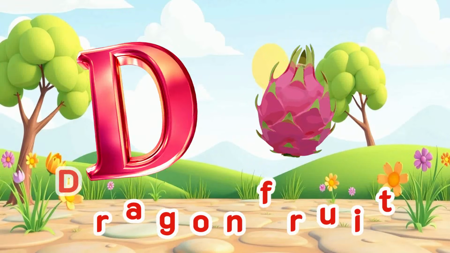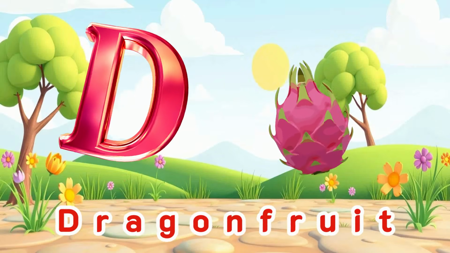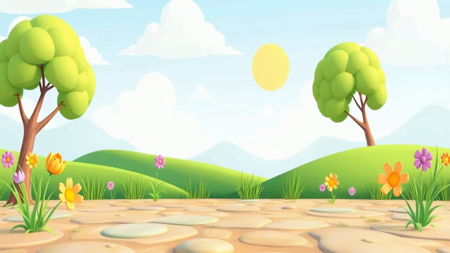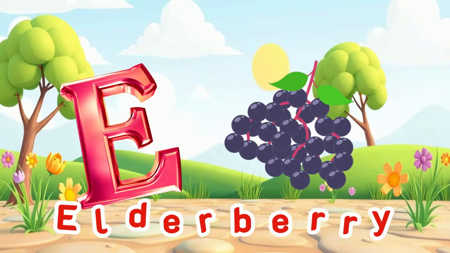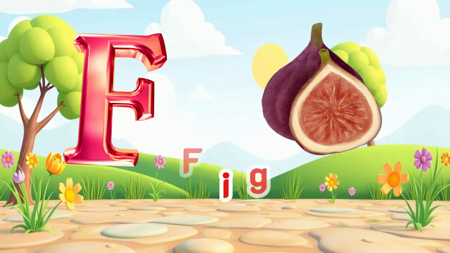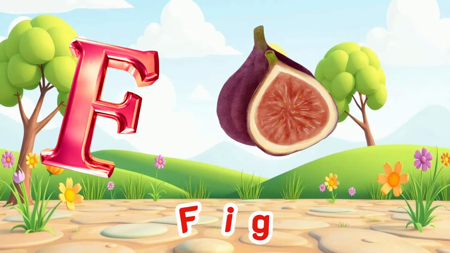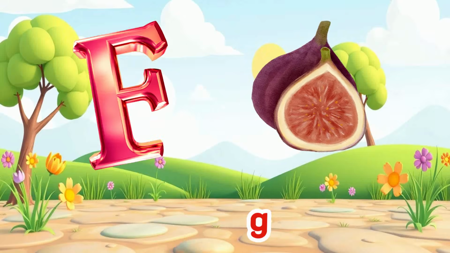D is for dragon fruit. D, dragon fruit. D is for dragon fruit. E is for elderberry. E, elderberry. E is for elderberry. F is for fig. F, fig. F is for fig.